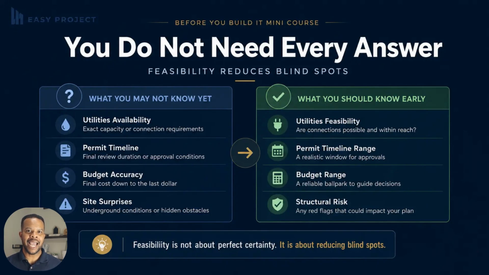You may not know the exact utility cost yet, but you should know whether utilities could be a risk. You may not know the exact permit timeline, but you should know whether permits will affect the schedule. You may not know the final construction cost, but you should know whether your budget is in the right range. You may not know every structural detail, but you should know whether the structural changes require professional evaluation. Feasibility is not about perfect certainty. It is about reducing blind spots, and that alone can protect the project.